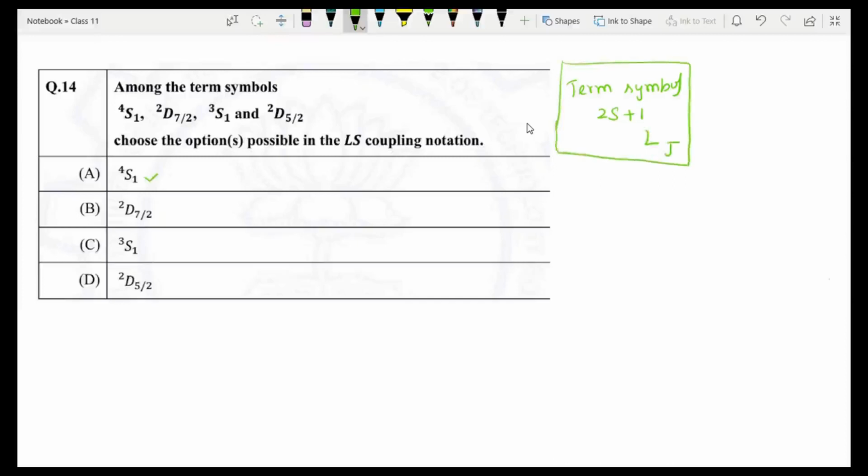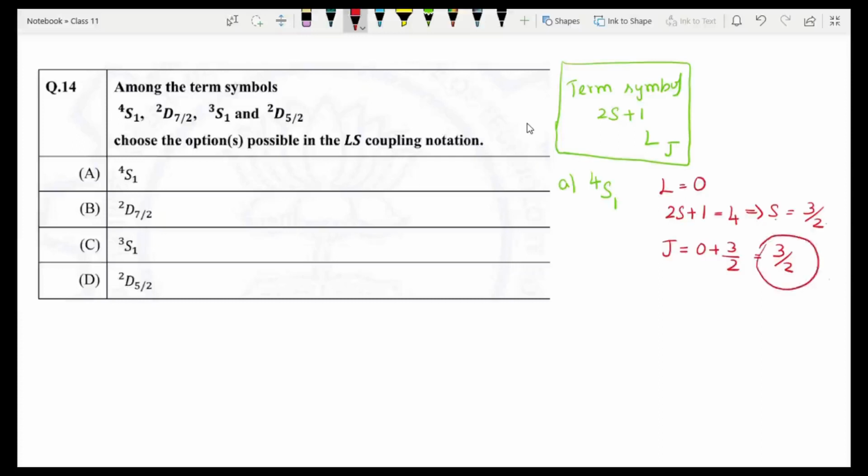So we will take the first option, A, 4S1. Here L is equal to 0 and 2S+1 is equal to 4, which implies S is equal to 3/2. Therefore, J is equal to 0 plus 3/2, that is 3/2. So for this value of L and S, the J value must be 3/2. But in the question they have given the J value as 1. So this is not the possible notation.